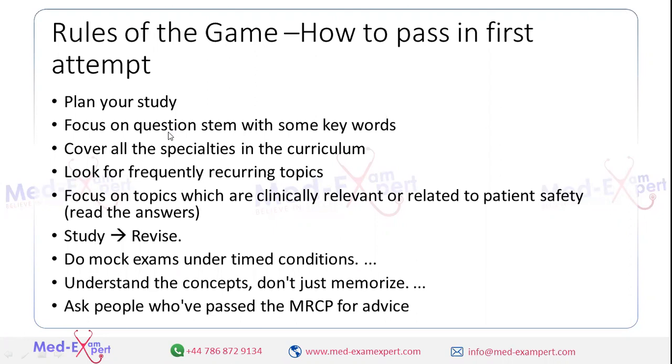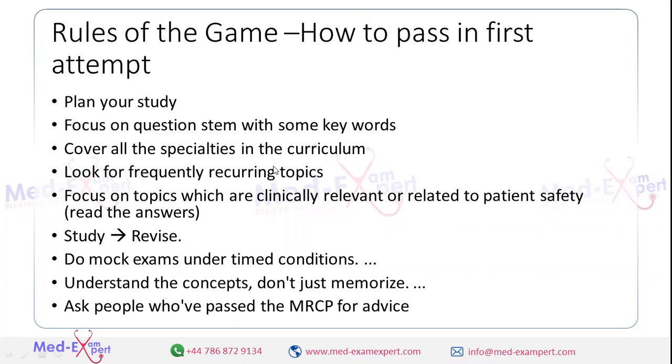Always look for frequently recurring topics. For example, in cardiology, you're always going to get a question on atrial fibrillation, MI, angina, heart failure. These are important topics from the cardiology point of view. In endocrine, you're always going to get questions on hypothyroidism, hyperthyroidism, diabetes. It is a topic which cannot be skipped. You need to get full score on these topics. So always look for frequently recurring topics.